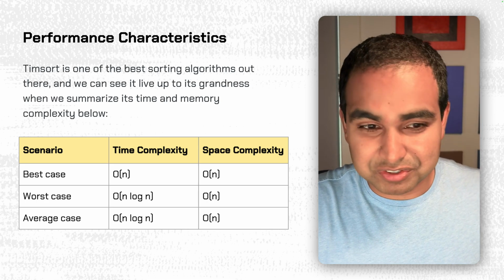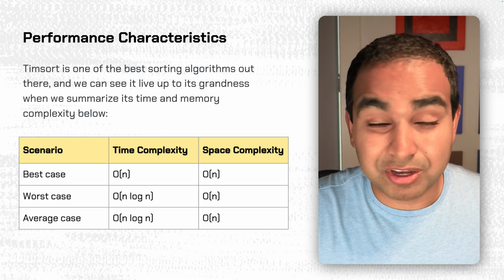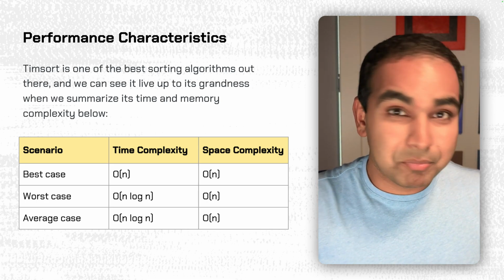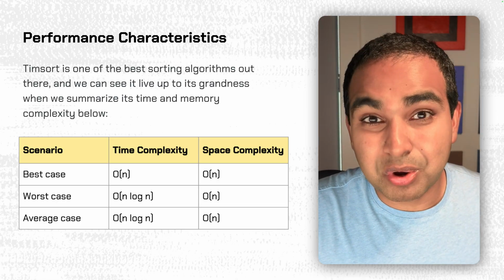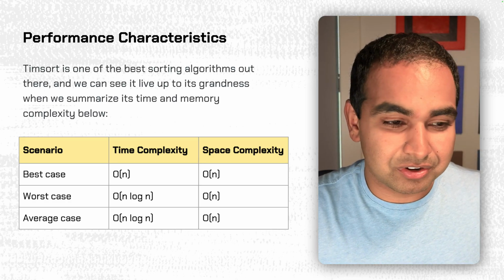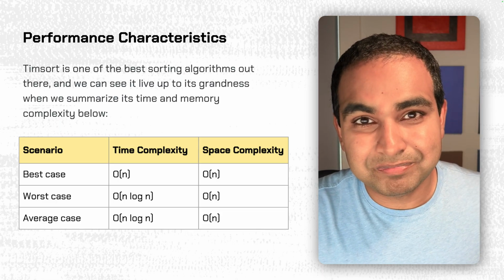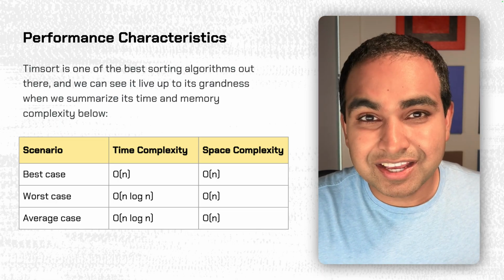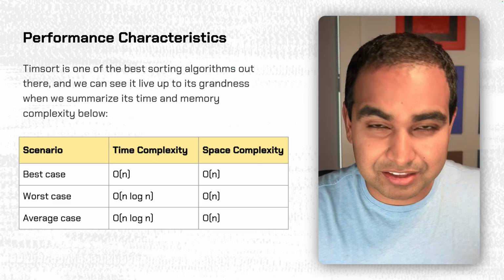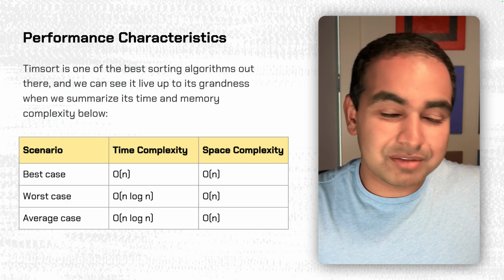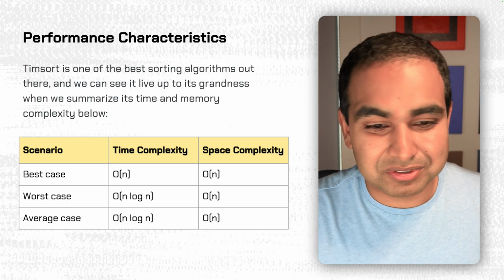Quicksort is on average really fast, but its worst case is big O of n squared. We don't want that. Merge sort is consistently big O of n log n and a great choice in general, but its best case is not big O of n, it's big O of n log n as well. It's consistently big O of n log n. So with Timsort, we're faster than merge sort as well.